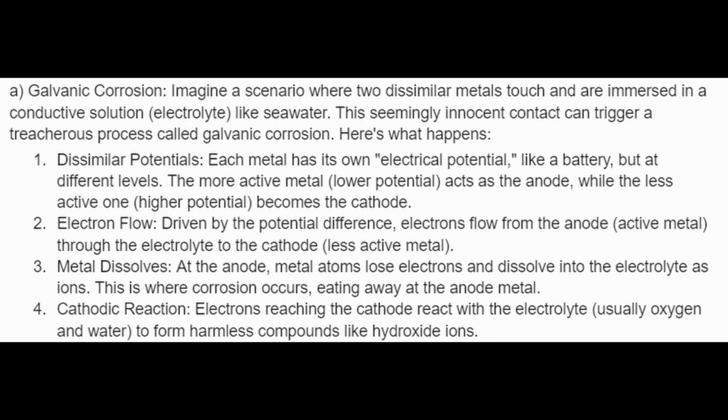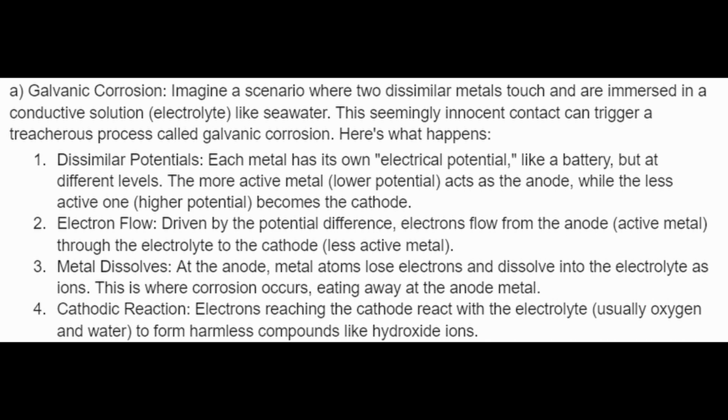This seemingly innocent contact can trigger a treacherous process called galvanic corrosion, and here's what happens. 1. Dissimilar potentials. Each metal has its own electrical potential, like a battery, but at different levels. The more active metal, with lower potential, acts as the anode, while the less active one, with higher potential, becomes the cathode.